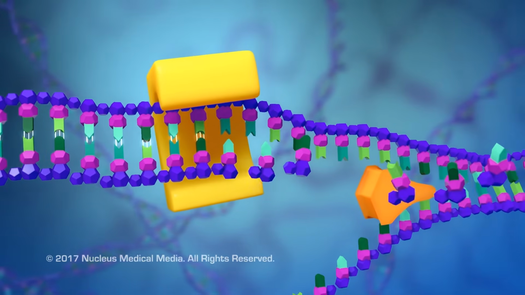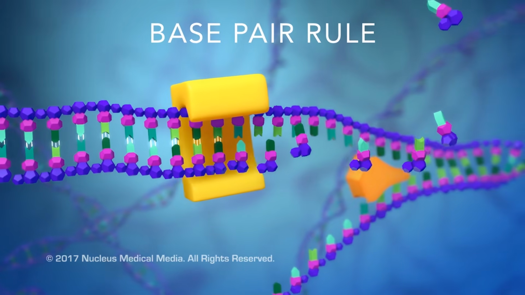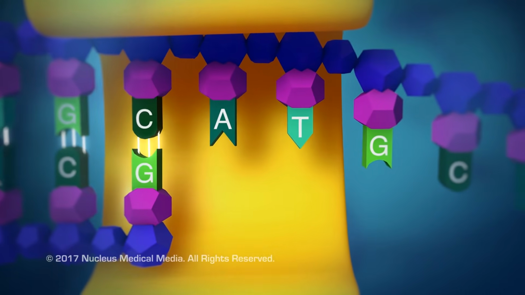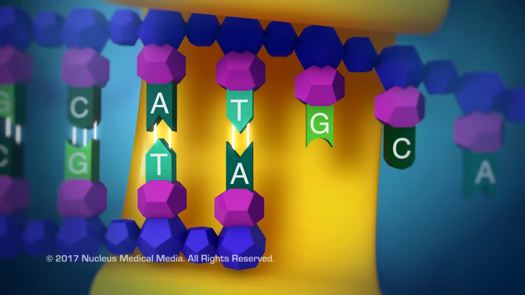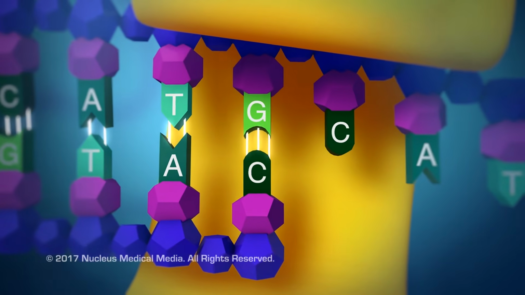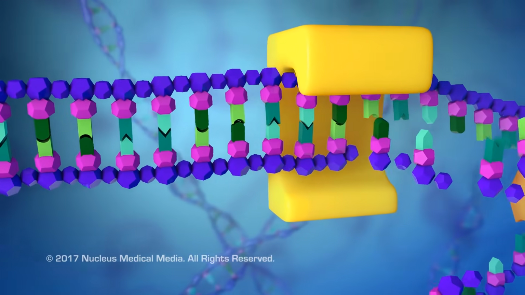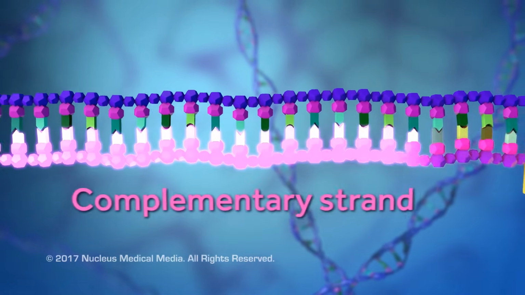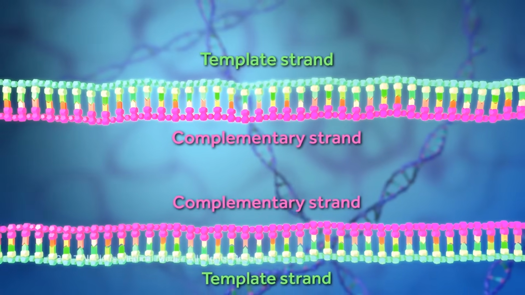New nucleotides are added to the template strands following the base pair rule of nitrogenous bases. Remember, in DNA, adenine always bonds with thymine, thymine always bonds with adenine, guanine always bonds with cytosine, and cytosine always bonds with guanine. So, these newly attached nucleotides form a mirror image or complementary strand on each template strand of the original DNA.